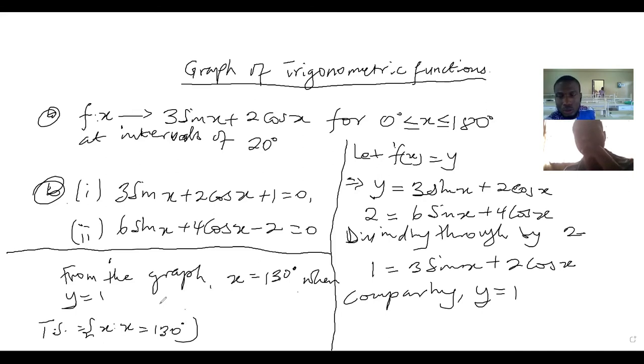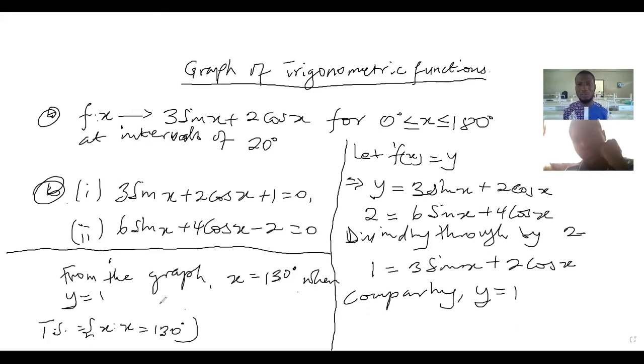This is a freehand sketch, you agree? Yes. So depending on how smooth your curve is, your values might not be exactly mine. But the difference shouldn't be much. Maybe you should have one between 128 and 132. That's what it should be. That means you are okay.